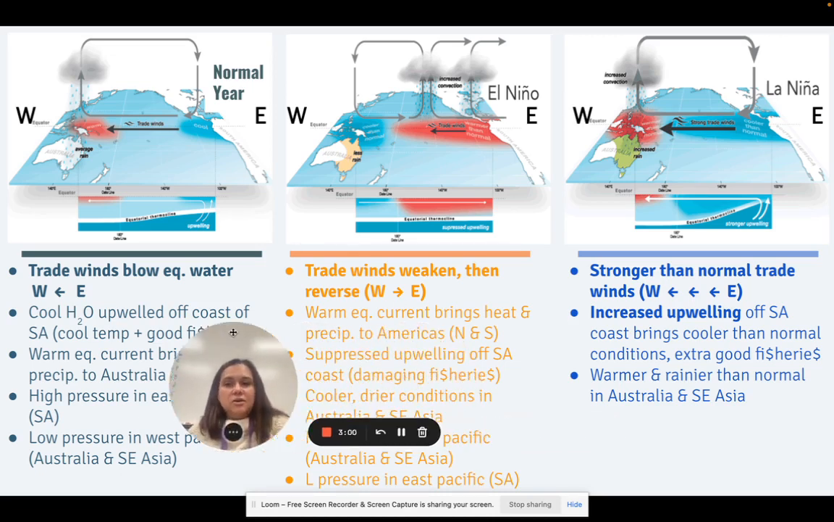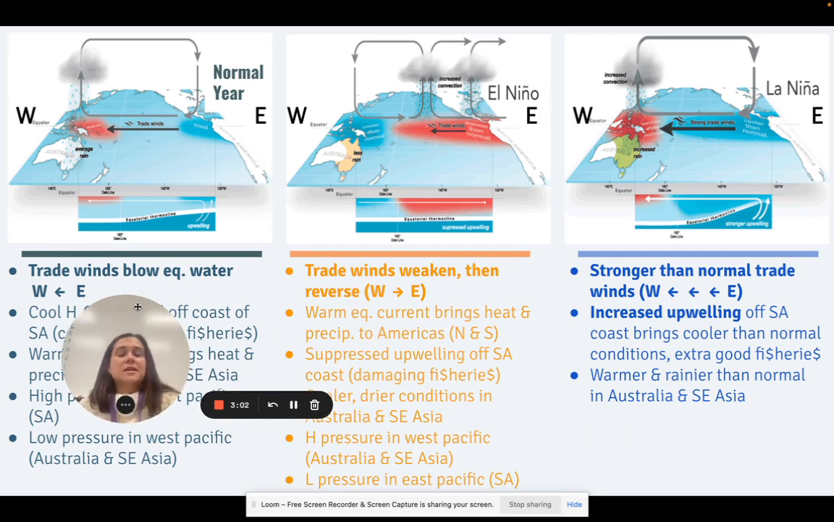Now, in an El Nino event, at first the trade winds will weaken and then they will eventually reverse. They go from blowing east to west to blowing west to east. As that happens, warmer than normal water is pushed up against South America. We're not getting upwelling, so the fisheries off the coast of South America decrease drastically, and they'll see an economic impact from that. They're not going to be pulling the same amount out. We also end up with warmer, wetter conditions in South America than we would normally have.